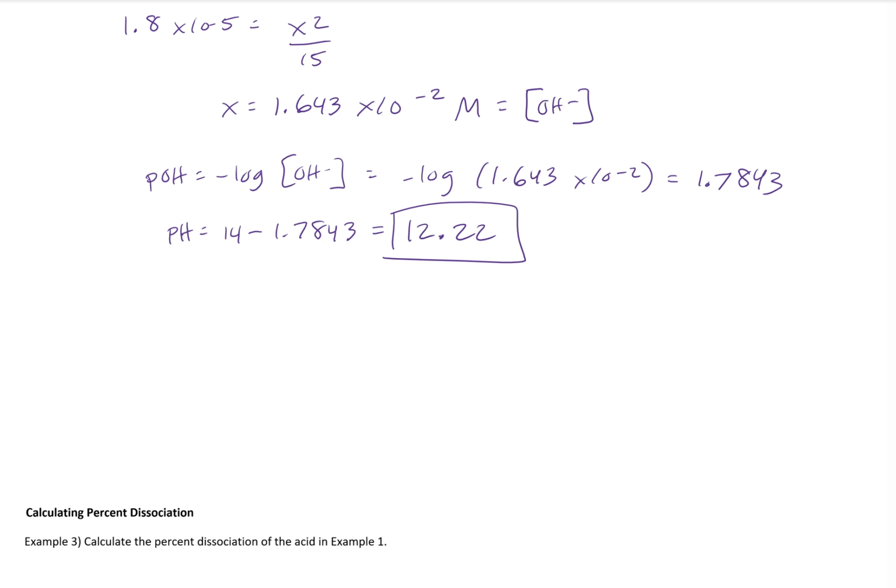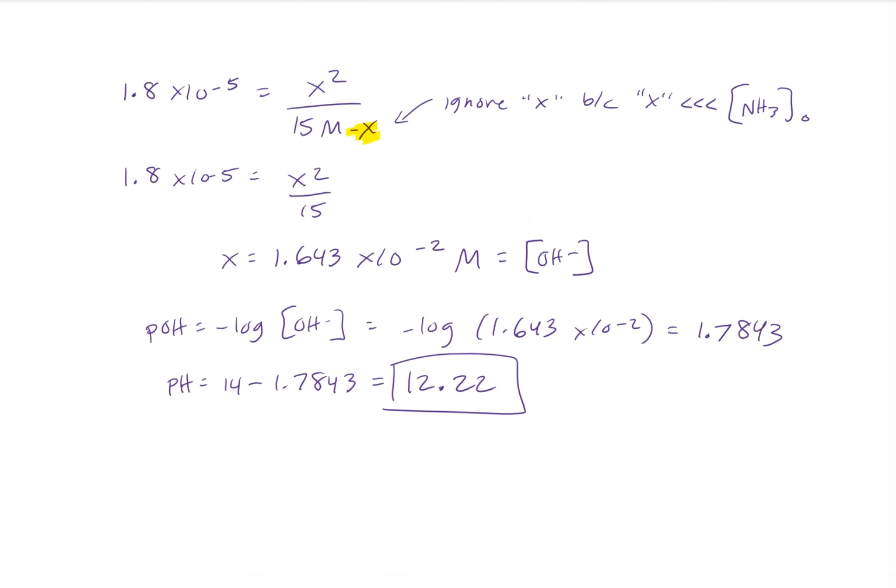So you might be asking yourself, well, when can I ignore that X and when can I not ignore the minus X in these ICE charts? For our purposes in our class, it's pretty safe to assume that you can ignore that X, but just make sure you note on your paper the reason why you're ignoring X. But if you want a hard, fast rule, take your Ka value or your Kb value and multiply it by 100. So this Kb value was 1.8 times 10 to the negative 5. So I want to take that 1.8 times 10 to the negative 5 times 100.